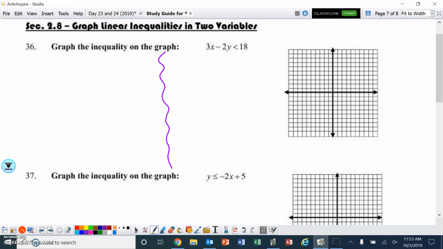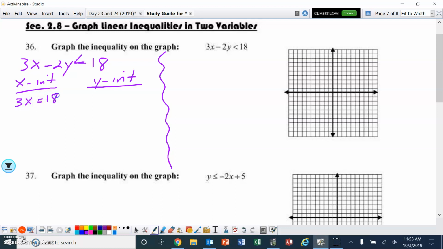So first option to graph this is to just use the x and y intercepts. All right, so for the x-intercept, we set 3x equals 18, and we see the x-intercept is 6. For the y-intercept, set that equal to 18, divide by -2, and we see the y-intercept is -9.